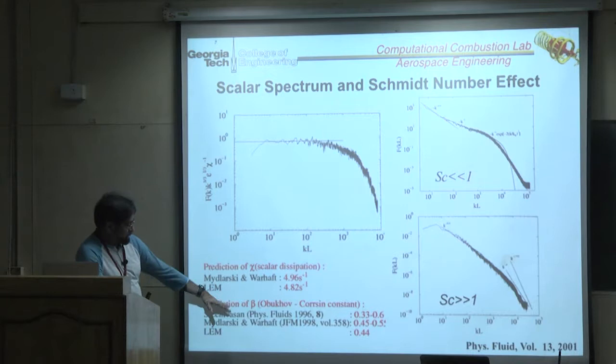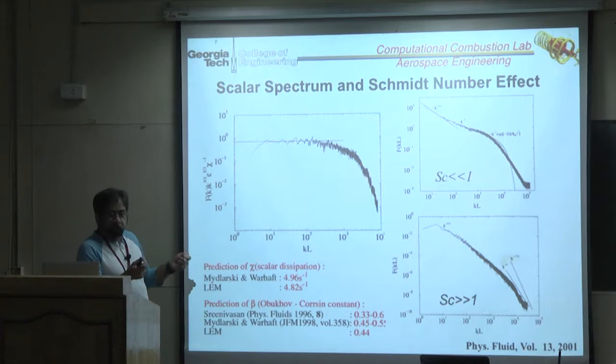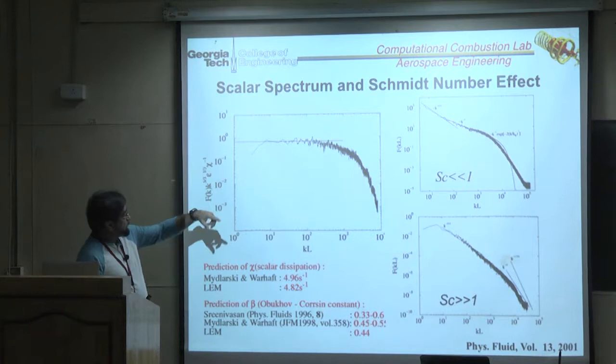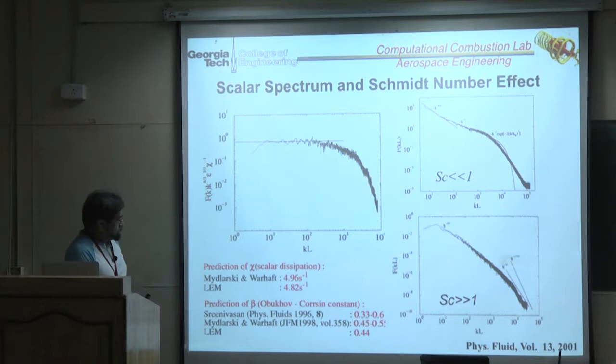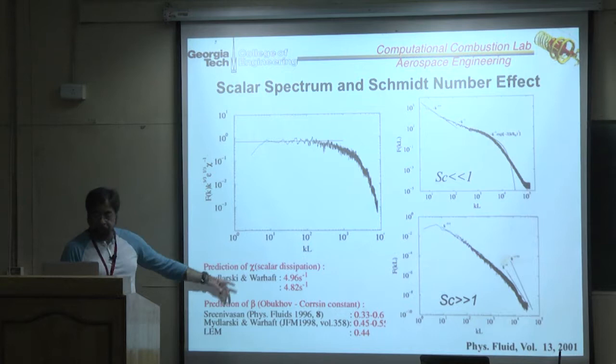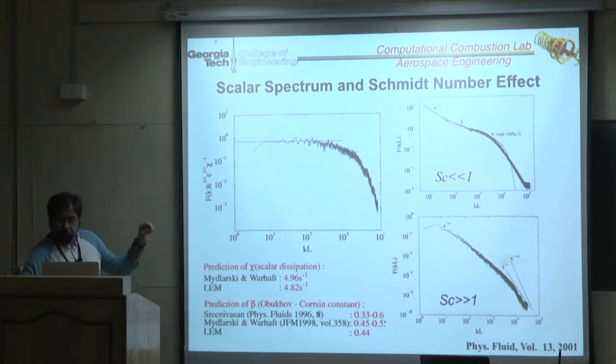People have predicted these spectrums using tweaked models or DNS. But this is just a 1D line. This is like 100 lines of code that is predicting the changes in spectrum. And this is that constant that I was talking about. And you can show that it actually predicts the scalar dissipation quite accurately. So these studies actually provided us with the constants that we need to close the linear eddy model.